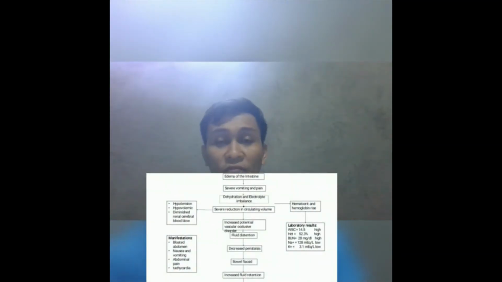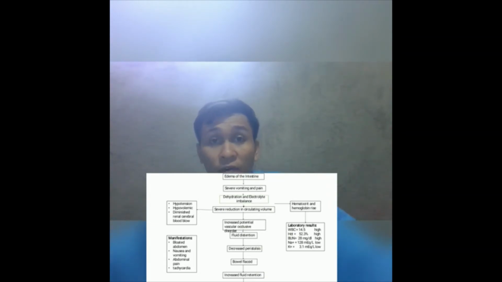Next is edema of the intestine. There is a blockage in the rectum or in the colon that prevents the food or gas from passing through. So there is an accumulation in that area. The fluid, electrolytes, and serum proteins are not excreted, so they are retained in that area, which may lead to severe vomiting and pain for the patient.